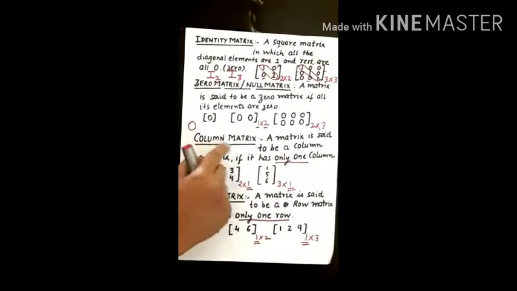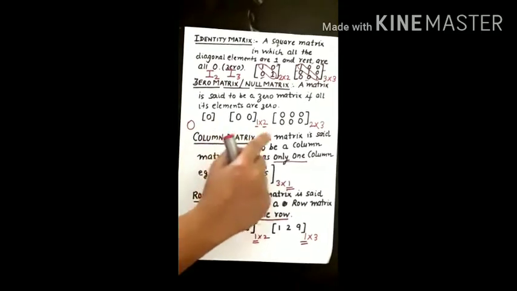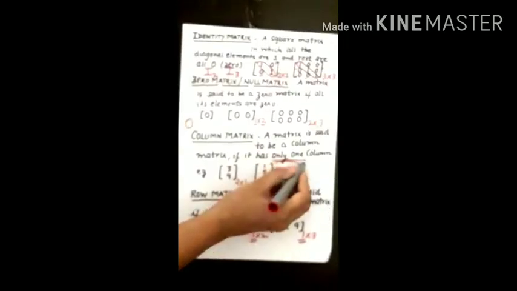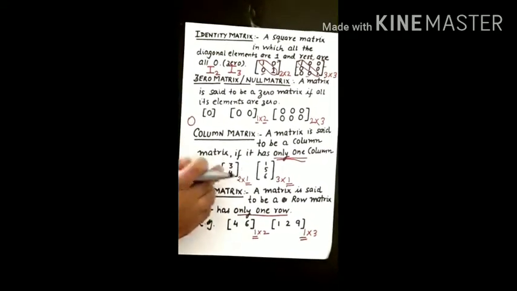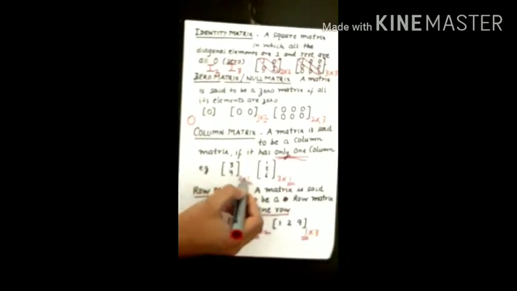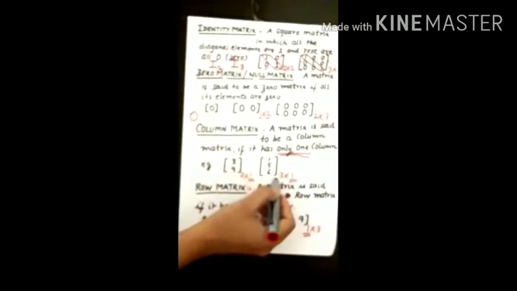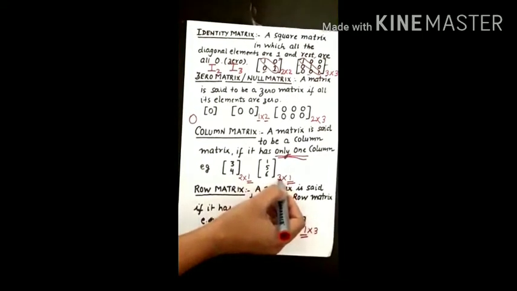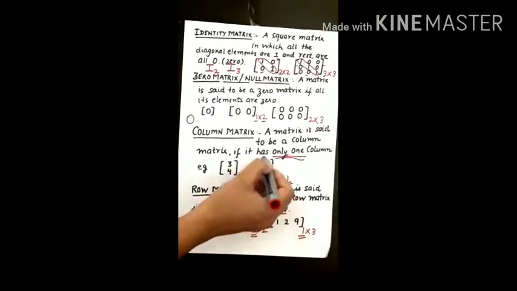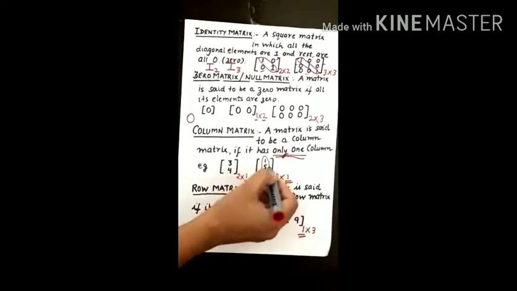We have the column matrix. A matrix is said to be a column matrix if it has only one column. For example, in this matrix, we have only one column. So it is a column matrix, and here the order of the matrix is 3 by 1. That means this matrix has only one column. So it is an example of a column matrix.